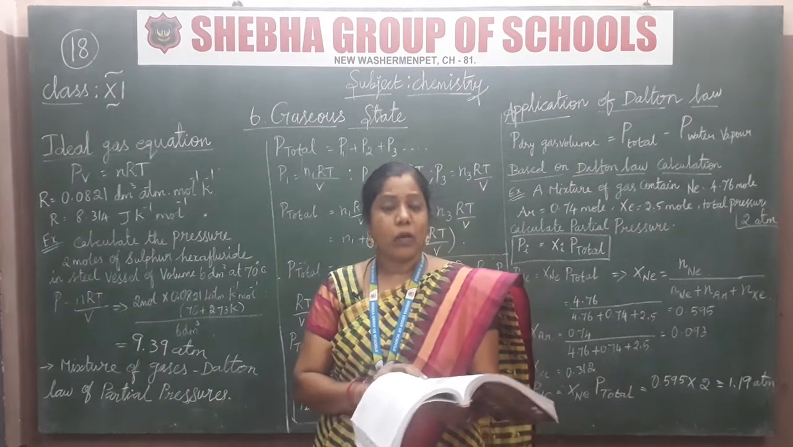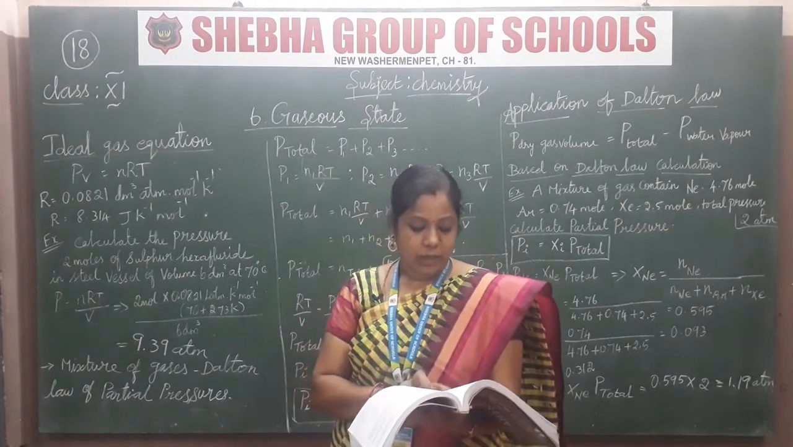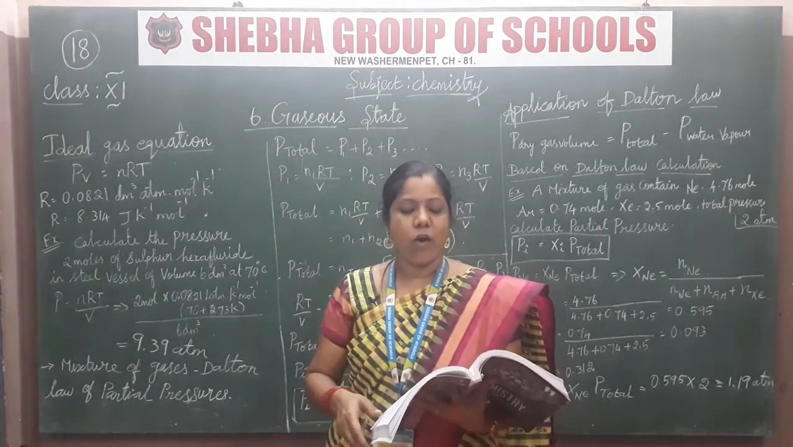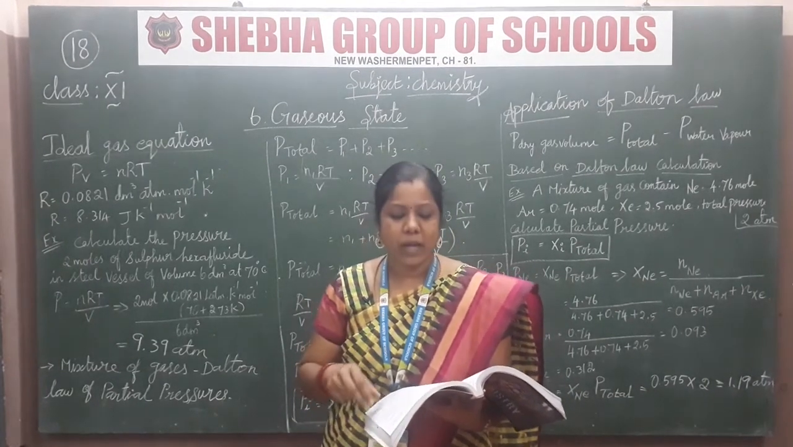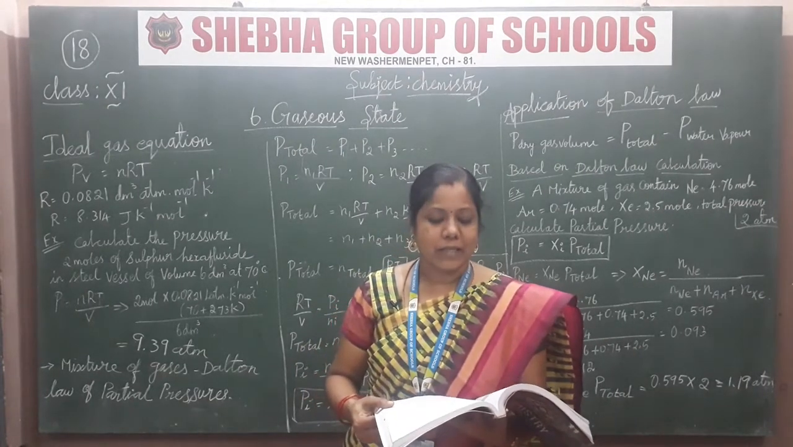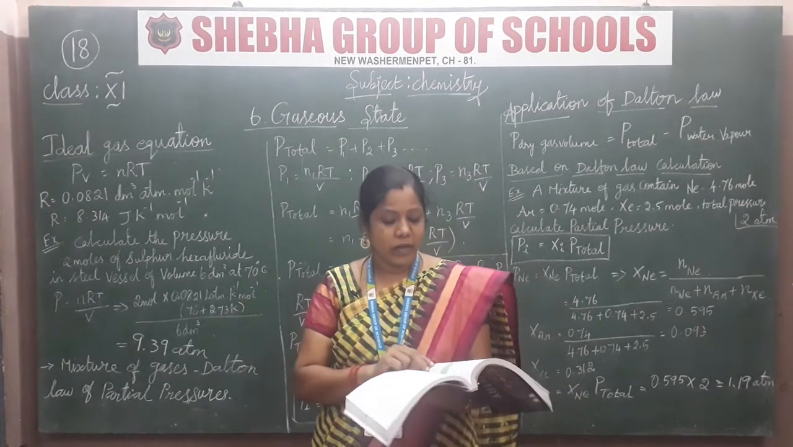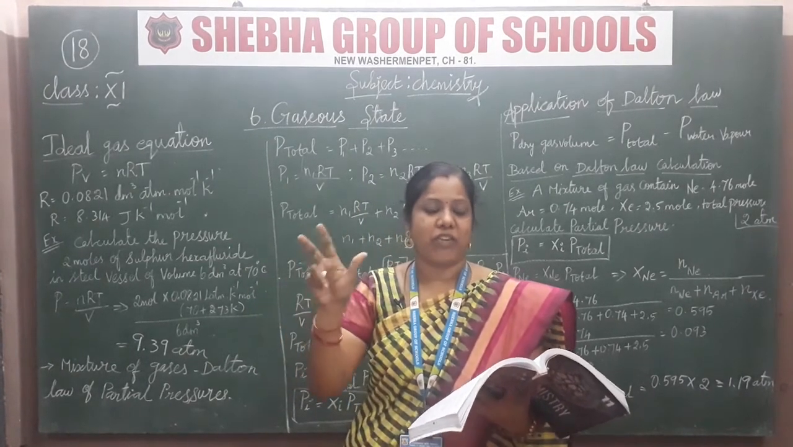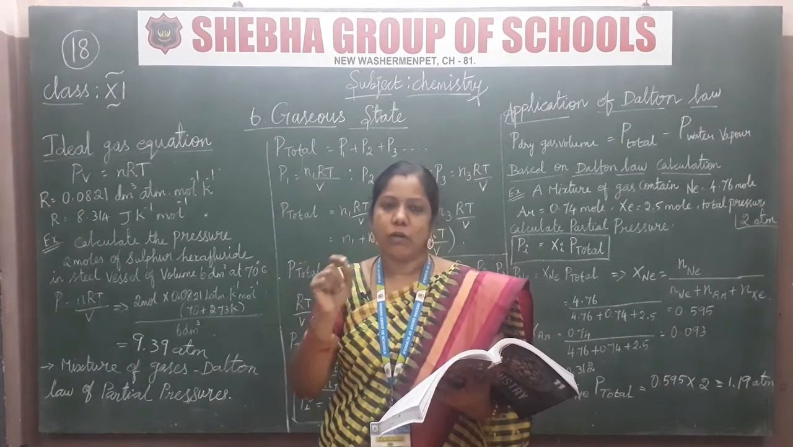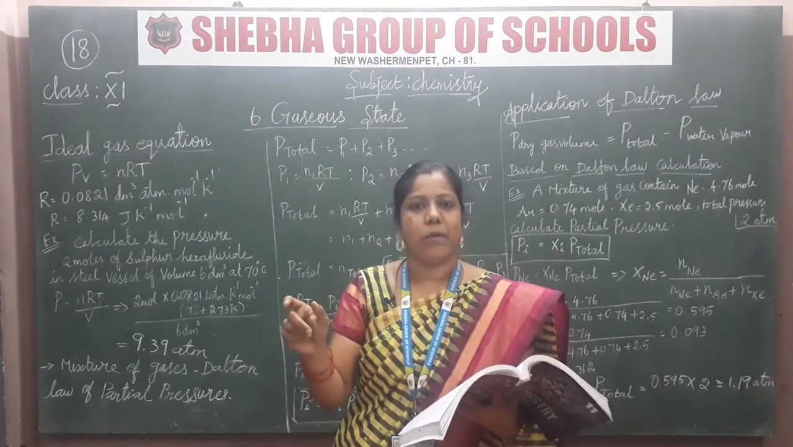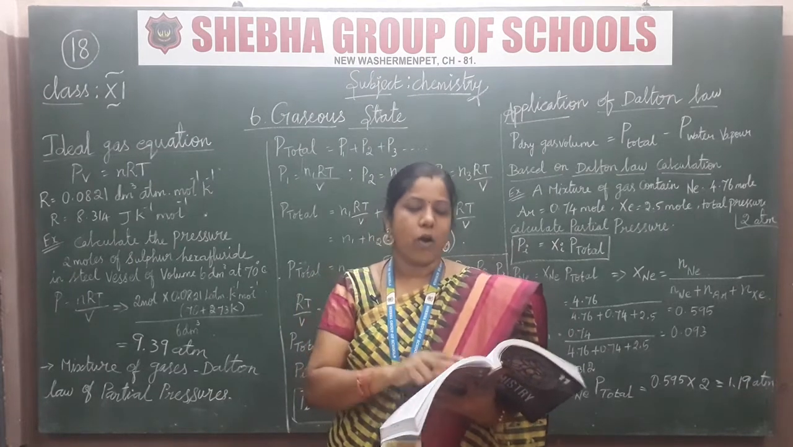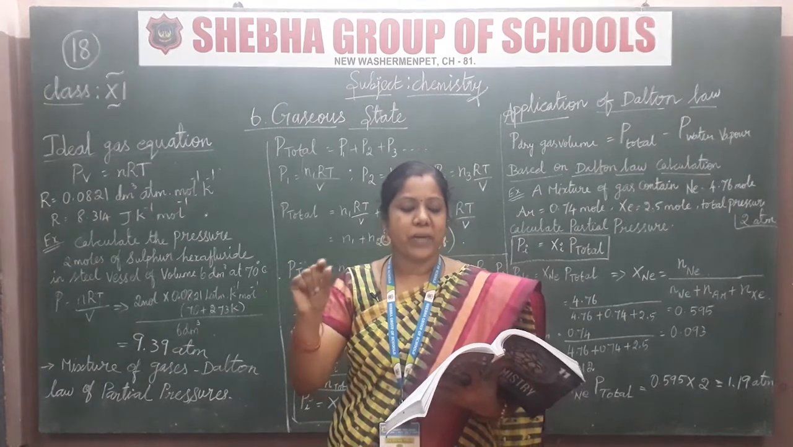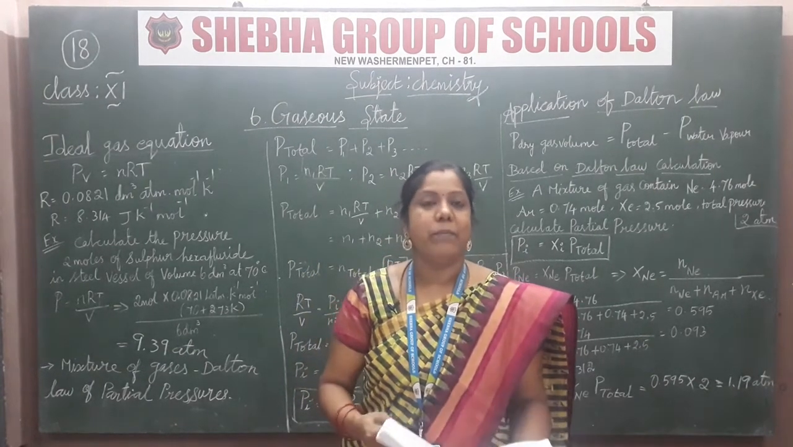I am going to read out the law. John Dalton stated that the total pressure of a mixture of non-reacting gases is the sum of the partial pressures of the gases present in the mixture. I am going to read it again: the total pressure of a mixture of non-reacting gases. One molecule does not react with another molecule, so this we can call a mixture. In this kind of gas mixture, the total pressure is the sum of the partial pressures of the gases present in the mixture.